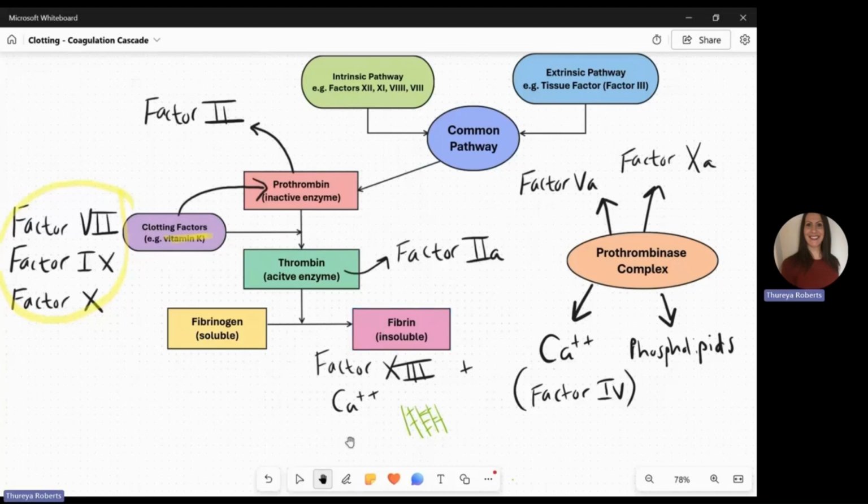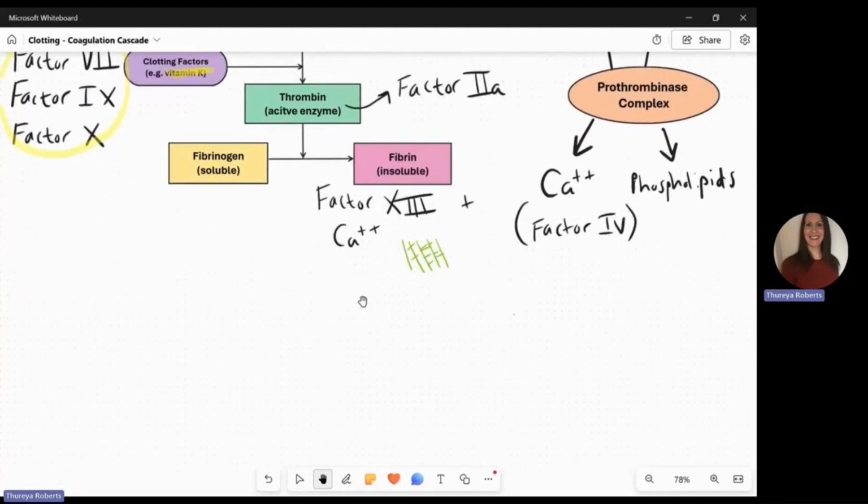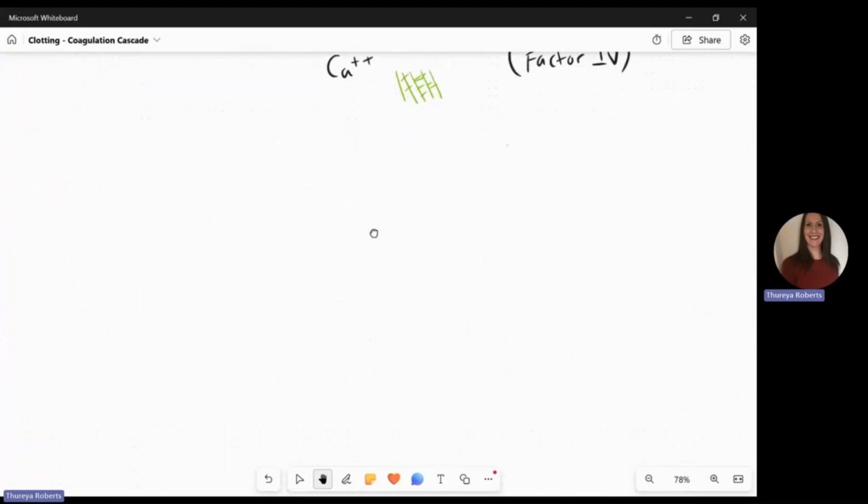Before we wrap up, let's take a moment to understand why the clotting cascade is so important in medicine and healthcare. When this process doesn't work as it should, it can lead to serious health issues. So let's look at the clinical relevance.